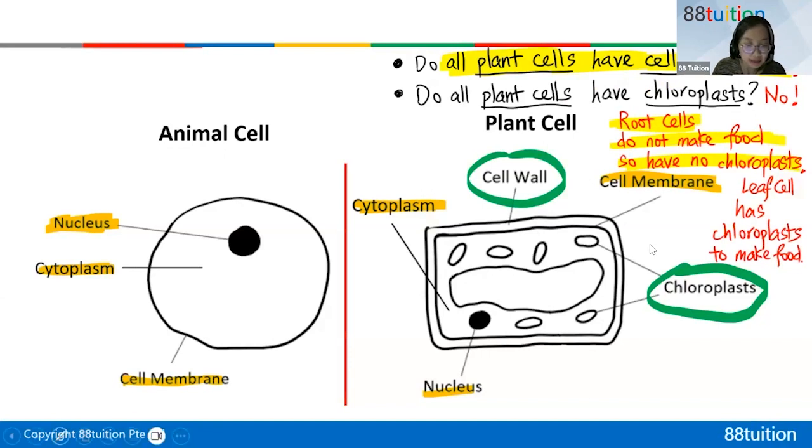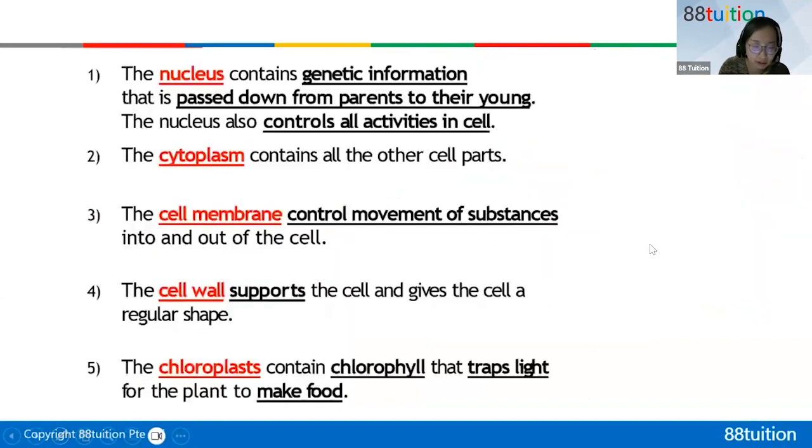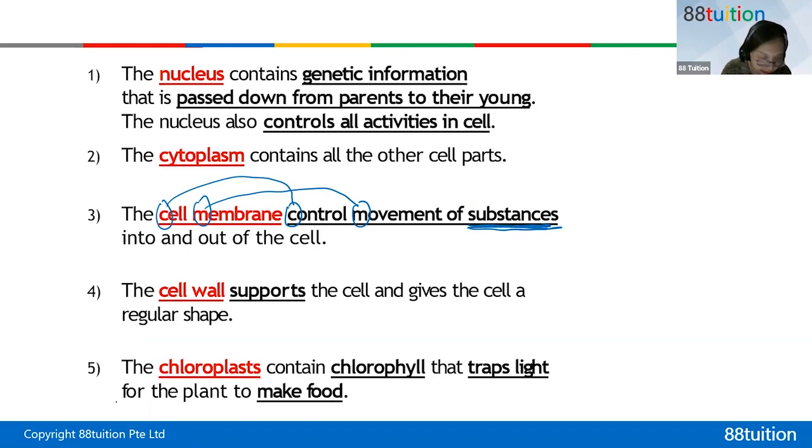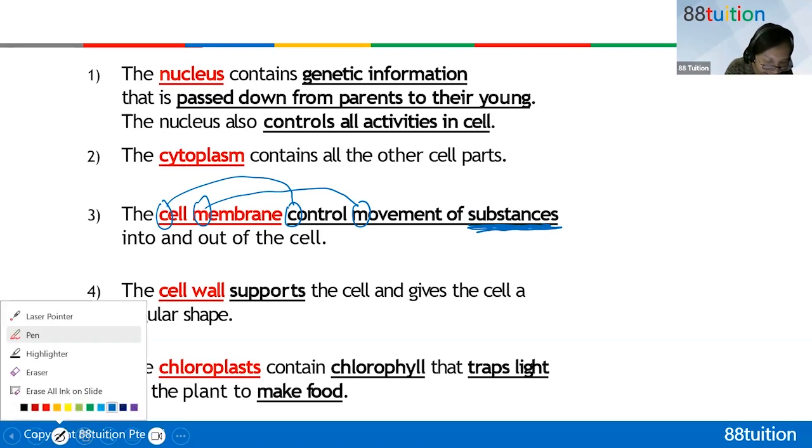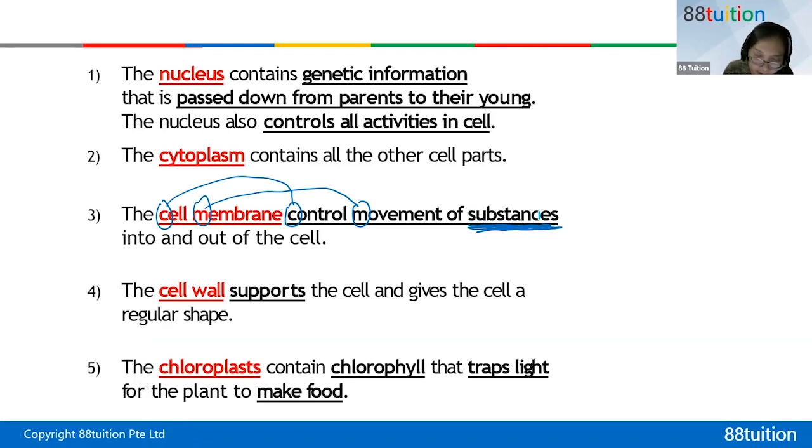Okay, now we move on. Now, I have already typed in all the information for you. So I already told you cell membrane. I use blue. All right, CM. So use back the C, use back the M. All right, so movement of what? Movement of substances. Okay, into and out of the cell. Substances into and out of the cell.